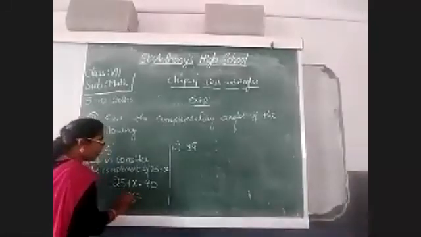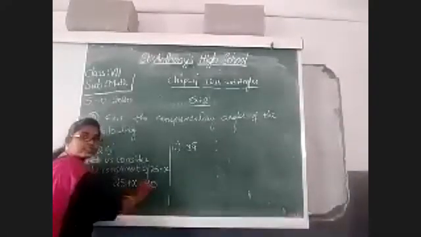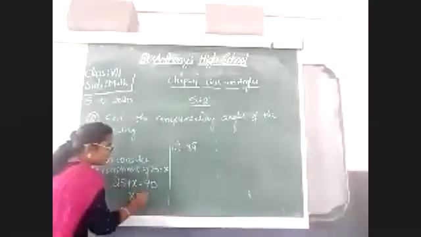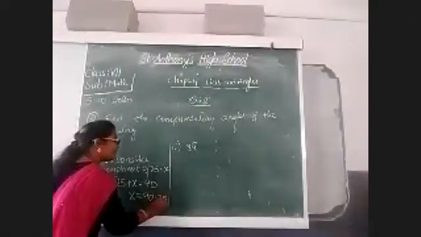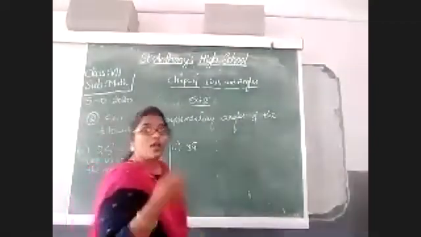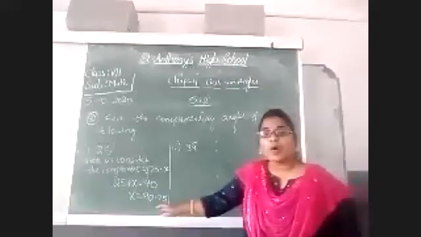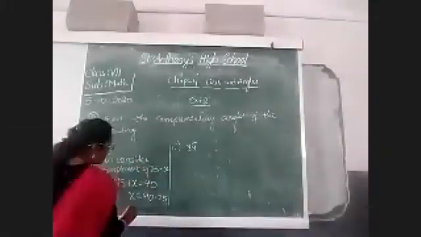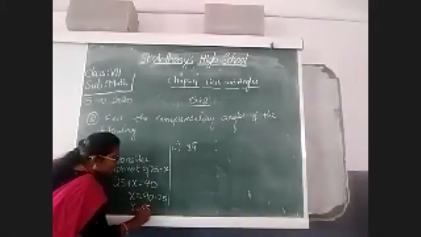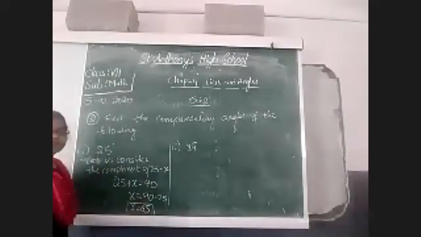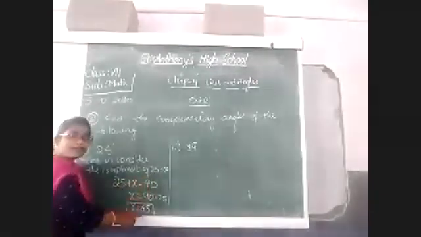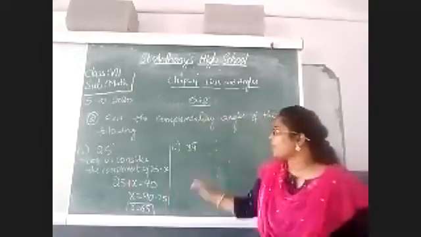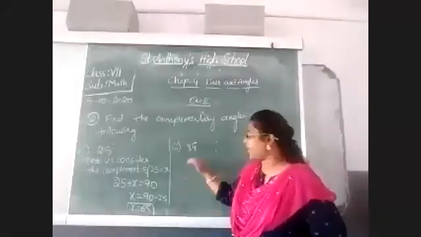Now x equal to, send this numerical value to this side. It becomes minus: x equal to 90 minus 25. So what is 90 minus 25? It is equal to 65. So x equal to 65 degrees. So what is the complement of 25? The complement of 25 is nothing but 65 degrees. Clear?